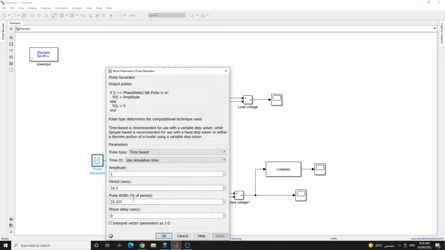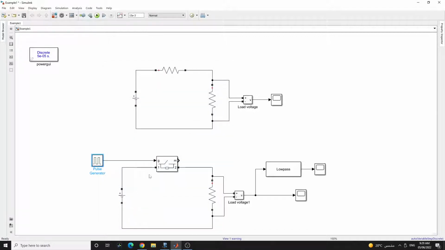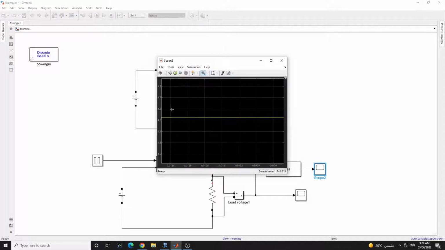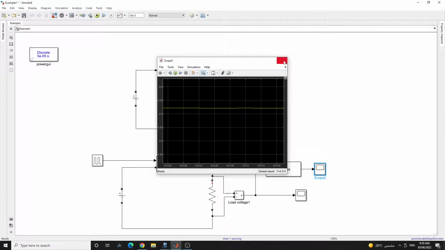For example, let's make this pulse width 50%, so we're expecting an output voltage of 4.5 volts. And if you look here, we see that our output voltage is indeed very close to 4.5 volts.